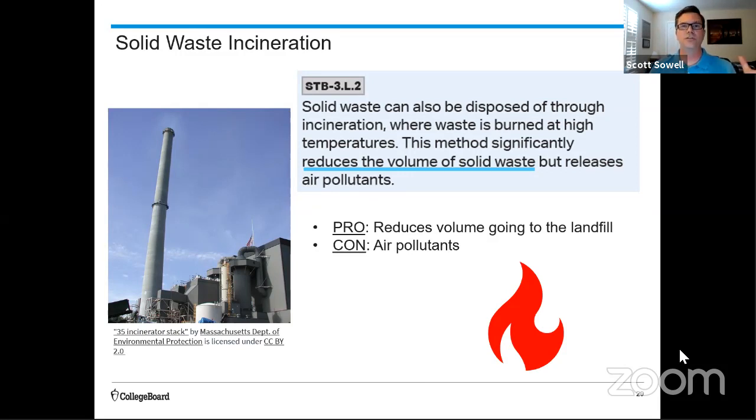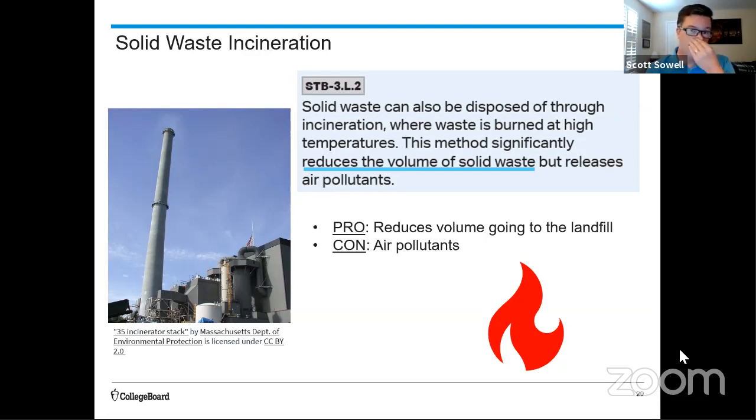So many places around the world will burn the solid waste instead of sending it to a landfill. The majority of our solid waste here in the United States still goes to a landfill, but incineration is not uncommon. Clearly, the first thing that should pop into your mind as soon as we hear about us burning something or combusting something is air pollution.